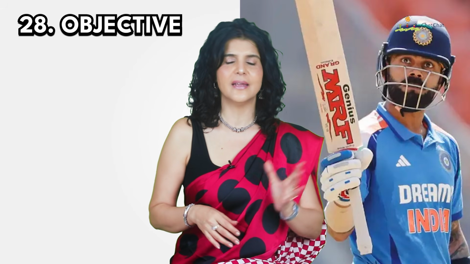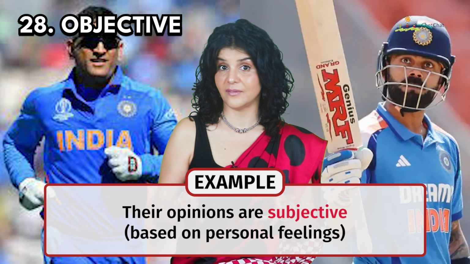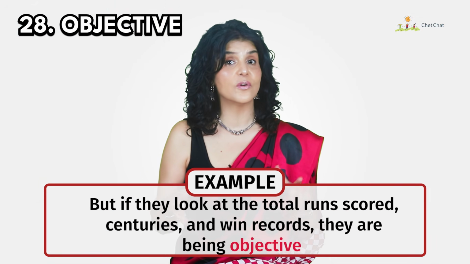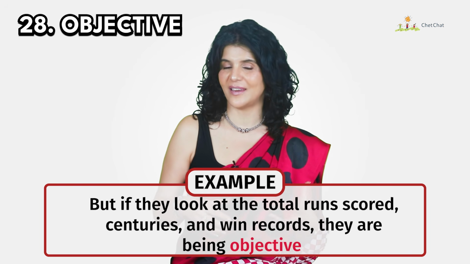Now imagine 2 friends arguing about which cricketer is best. One is a huge Virat Kohli fan, the other one loves MS Dhoni. Their opinions are subjective, based on personal feelings. But if they look at the total runs scored, centuries and win records, then they are being objective, looking at facts. By the way, which one of them is your favorite cricketer?